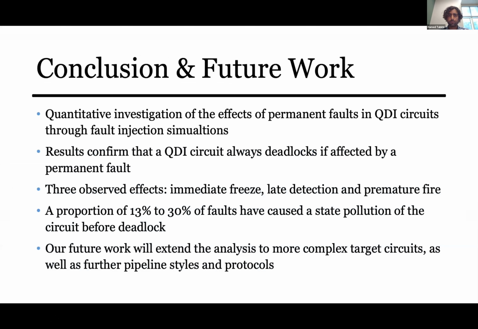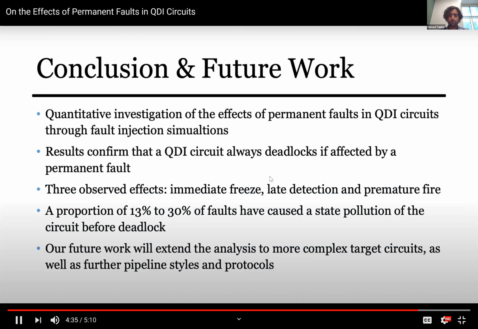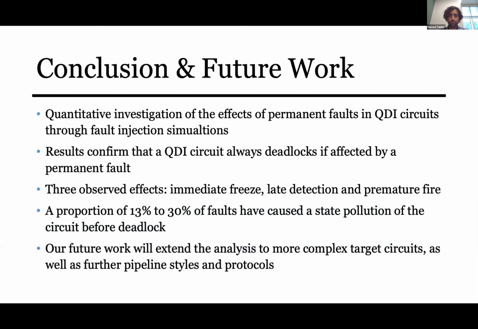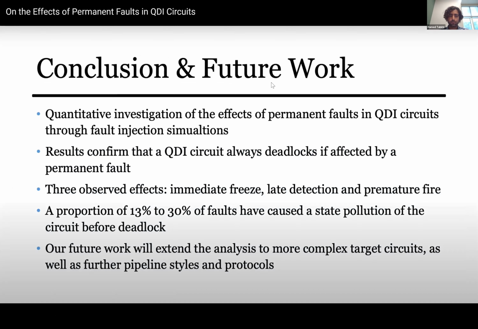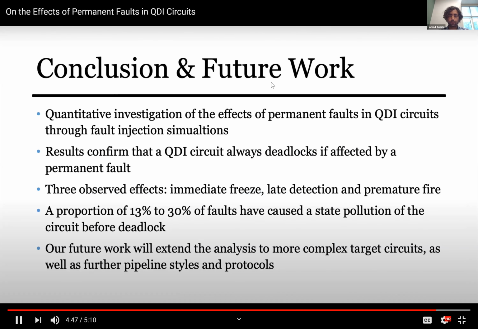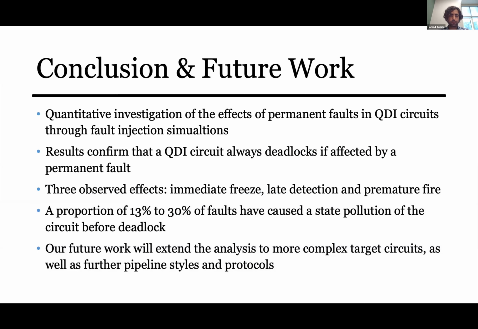Finally, I would like to conclude with a summary of our work and some notes on our future work. We have provided a quantitative investigation of the effects of permanent faults in QDI circuits through fault injection simulations. Our results confirm that a QDI circuit always deadlocks in the presence of permanent faults. We have observed three different effects: immediate freeze, late detection being the dominant effect, and premature fire. We have also observed a non-negligible proportion of 13 to 30% of faults causing state corruption.